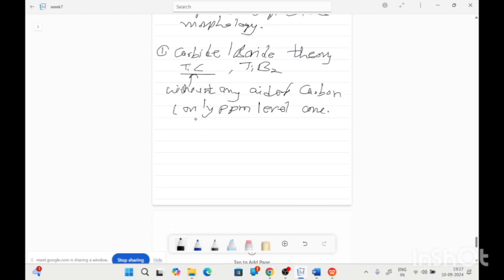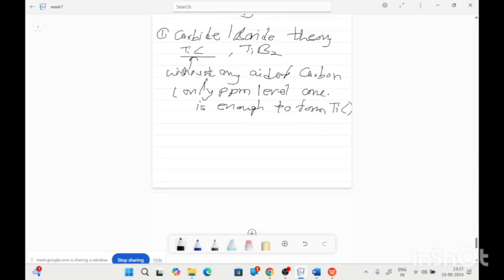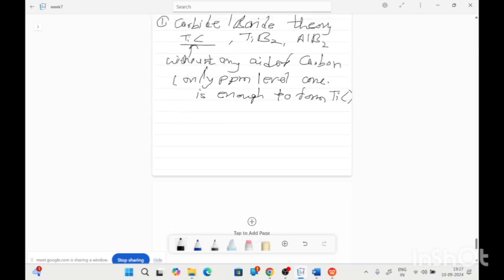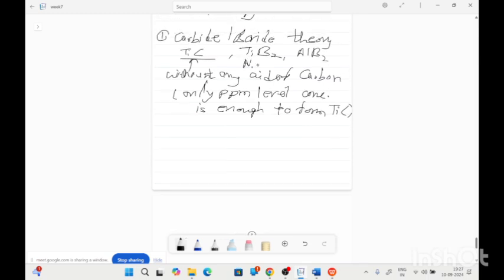Only this concentration is enough to form titanium carbide. The aluminum boride can also be formed in this process. One more is the aluminum titanium boride.